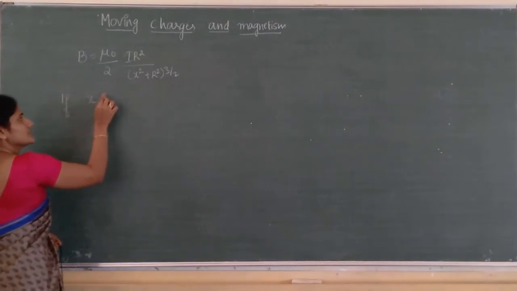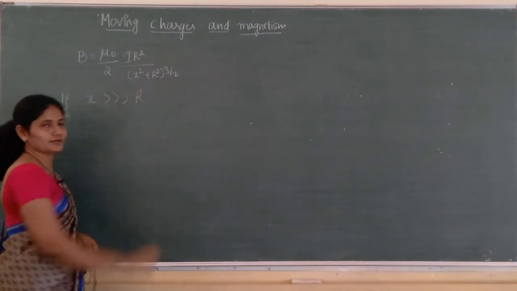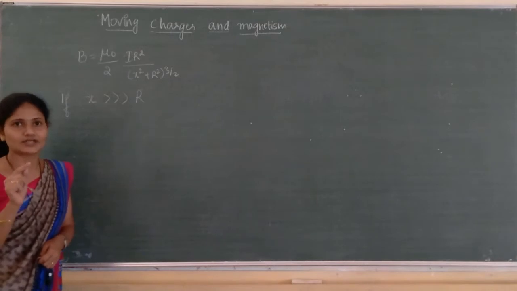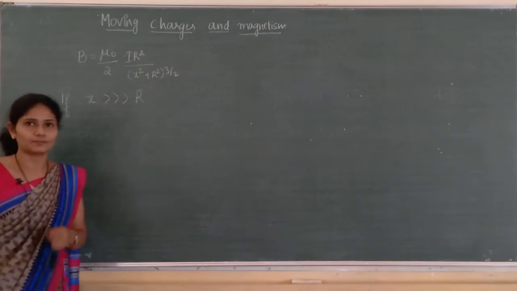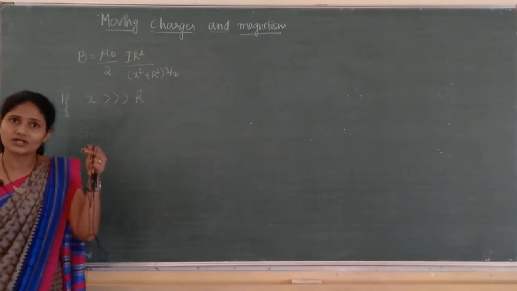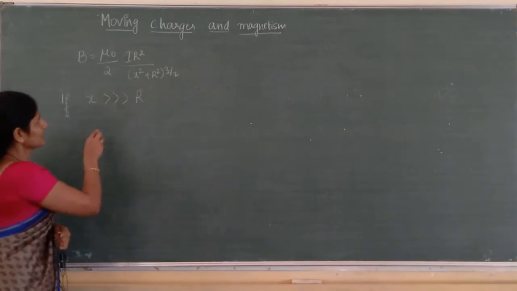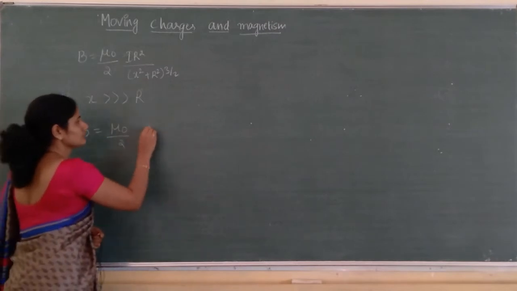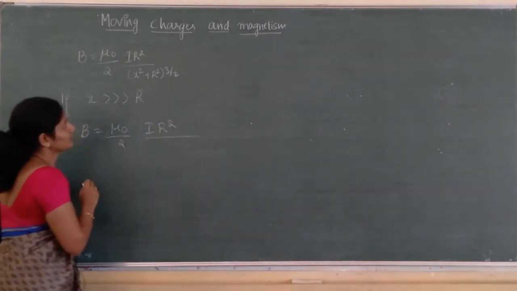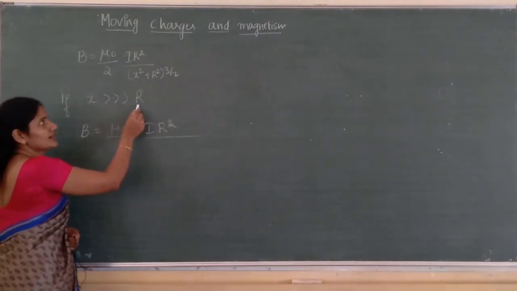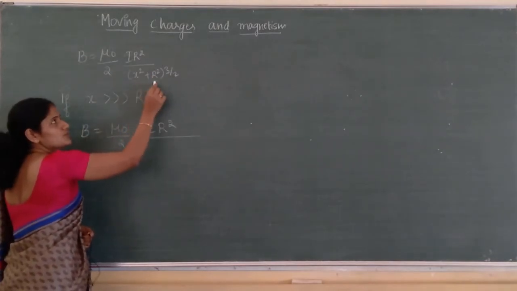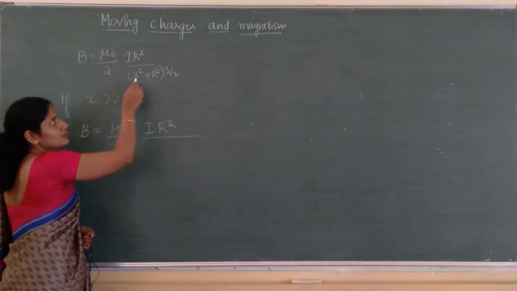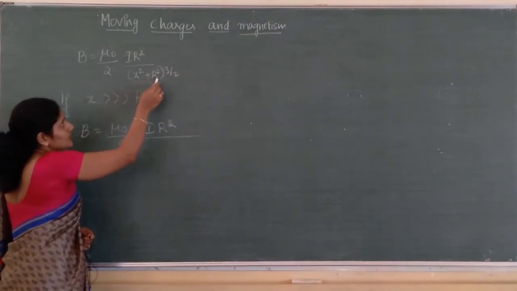If x is very much greater than r, what is r? r is the radius of the coil and x is the distance from the center of the coil to the point P. If x is very much greater than r, then in that case, in this expression we can neglect r, because r is very less compared to x.